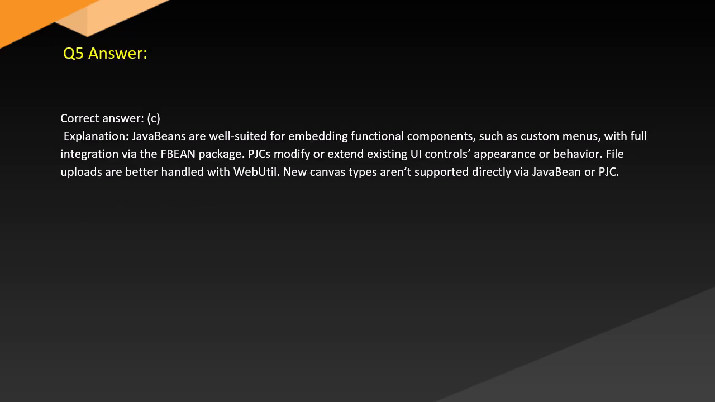Answer. Correct answer: C. Explanation. Java Beans are well suited for embedding functional components such as custom menus with full integration via the FBean package. PJCs modify or extend existing UI controls, appearance, or behavior. File uploads are better handled with WebUtil. New canvas types aren't supported directly via Java Bean or PJC.